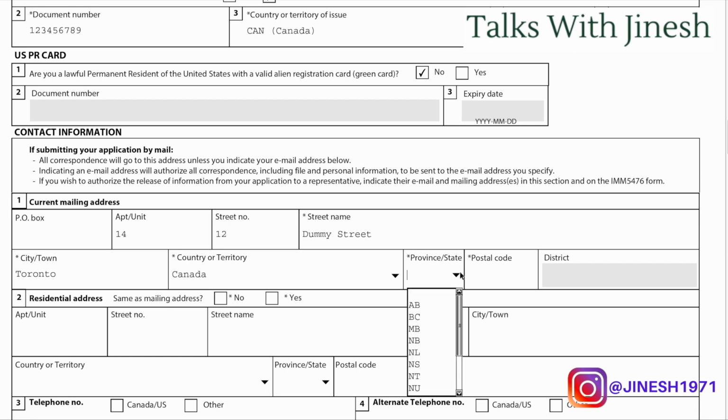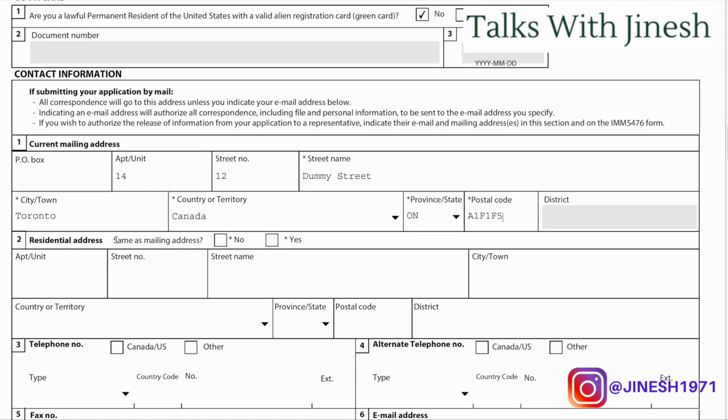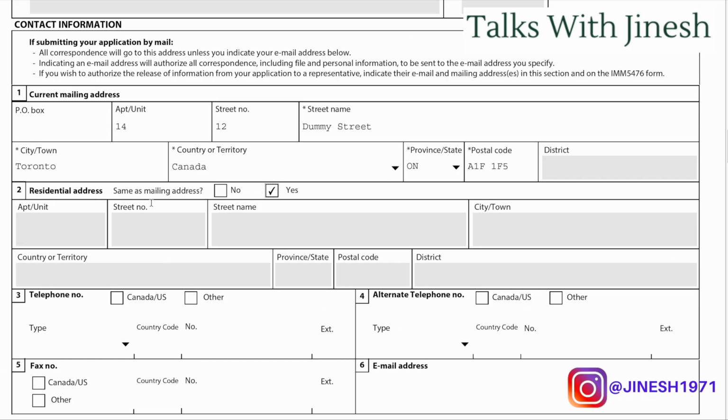Canada. Postal province is going to be Ontario. Postal code, you can enter anything. Same as residential address, same as mailing address. Yes. Now remember, this is the address that they are going to send you your documents back. So this has to be the address that you have access to.